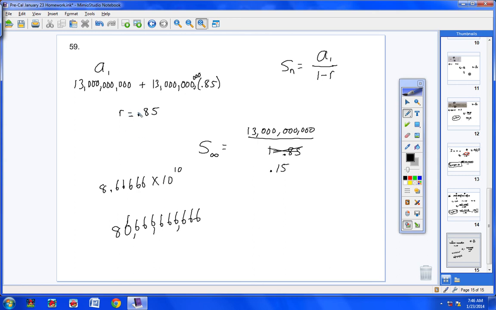But the point being is you can find an infinite sum, even though you don't know how many years you're going to keep adding this in over and over and multiplying by 0.85. That would be the sum of an infinite series. Now, these are pretty tough problems, but they're good for you to think about.